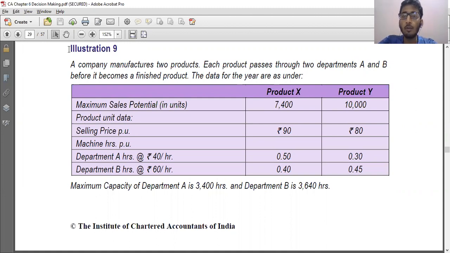The data for the year are as under, given to us for product X and product Y. Maximum sale potential is 7,400 units and 10,000 units. Selling price per unit is 90 and 80. Machine hours per unit: in department A the rate is rupees 40 per hour, but it is saying machine hours per unit. So for product X we require half an hour in department A, and 0.4 hour in department B. And in product Y we require 0.3 hour in department A and 0.45 hour in department B.